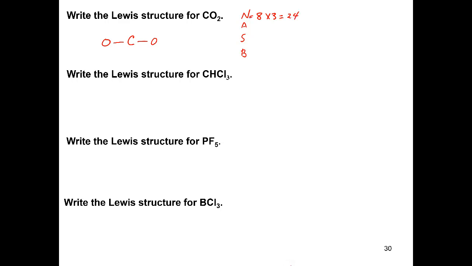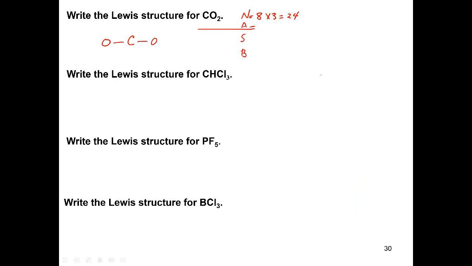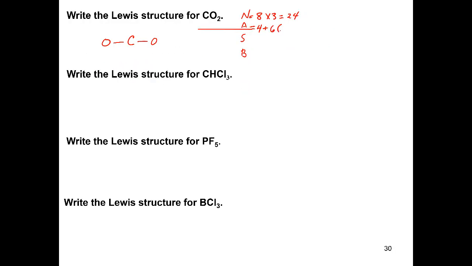How many are available? Well, I look at the group numbers. Carbon is in group number 4, so carbon brings in 4 valence electrons. How many valence electrons does oxygen have? It's in group 6A, so each oxygen has 6. So 6 times 2, because I have 2 of them, which is 12.